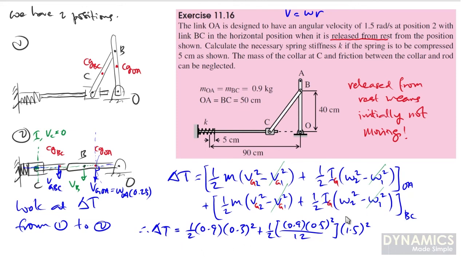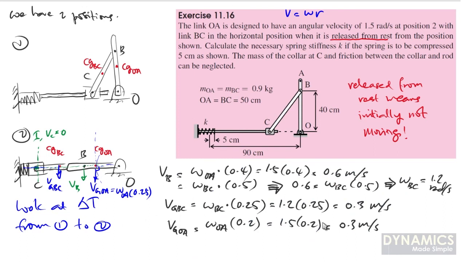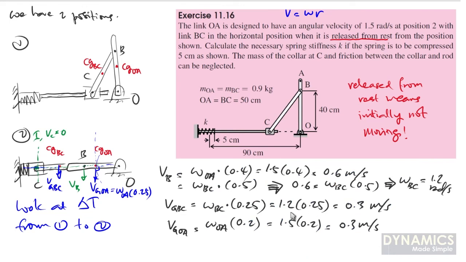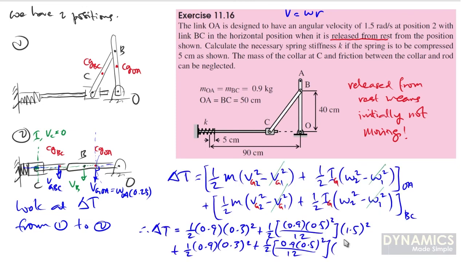So this is the term for member OA, and then we have another term for member BC. Again, the same mass. Velocity at the CG for member BC is still 0.3. I at the CG will still be the same, since both OA and BC are rods having the same length. As for omega for member BC, omega BC is equal to 1.2 radian per second, here 1.2.